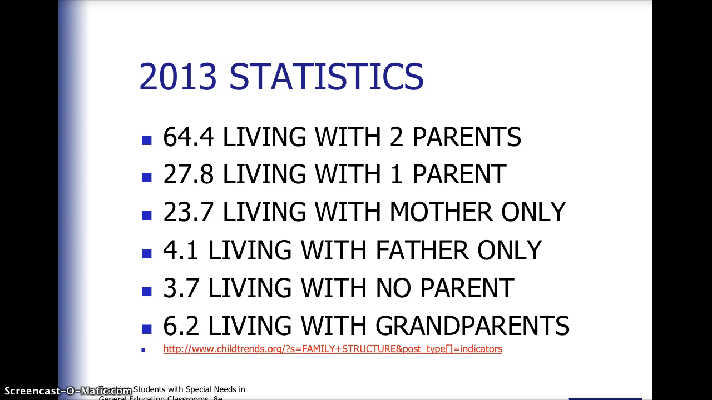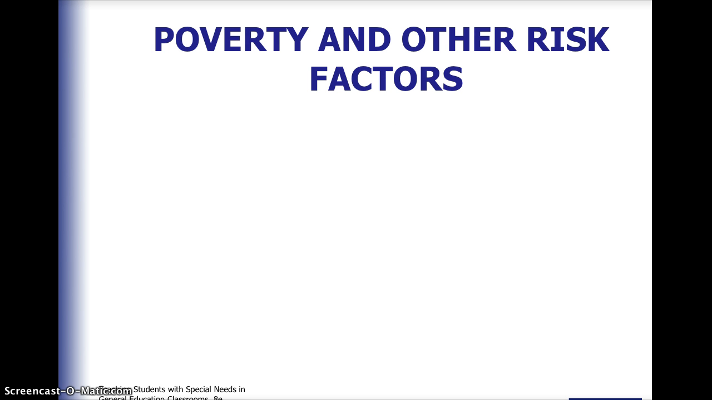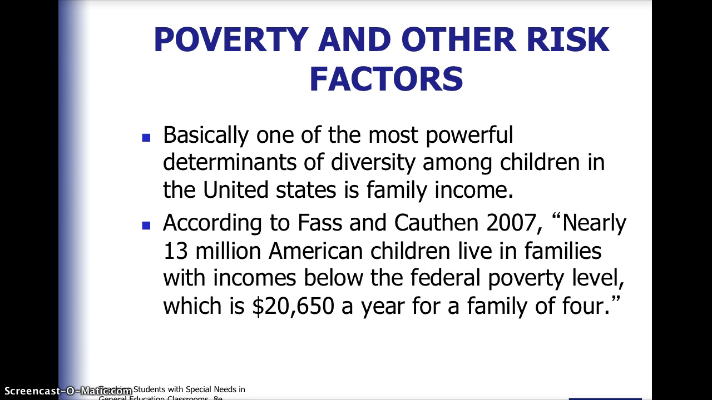By the way, the childtrends.org website had lots of really interesting statistics. And if you want to investigate, go ahead. There's some really neat stuff there. Okay, so I've said this before. The most powerful determinant of diversity among children is family income. In 2007, nearly 13 million American children lived in families with incomes below the federal poverty level. That is an astounding number for a country as rich as the United States.